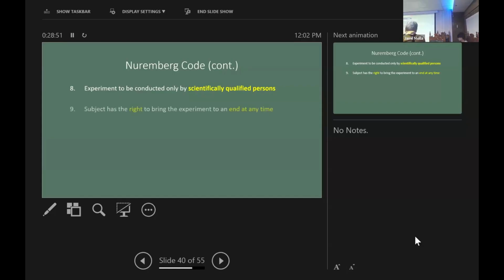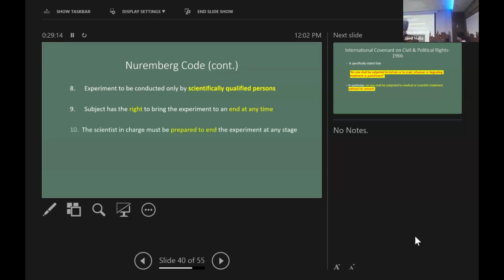And the subject has the right to bring the experiment to an end at any time. So you can quit anytime. It's not that once you join, you have to continue with the program till the research ends. No, you have the right to quit that experiment anytime without showing any reason.